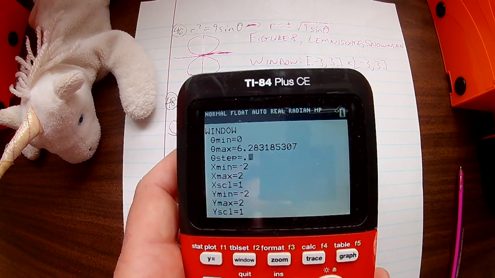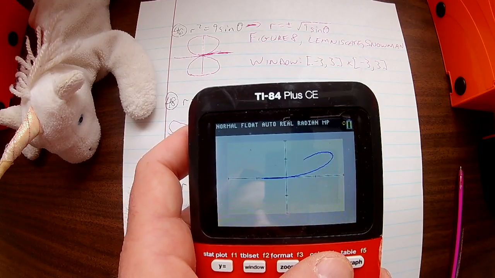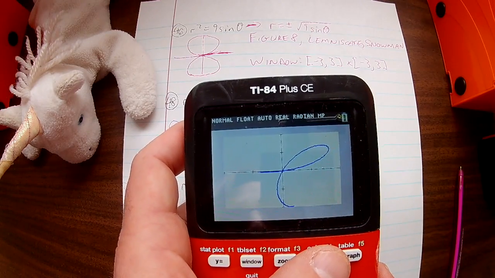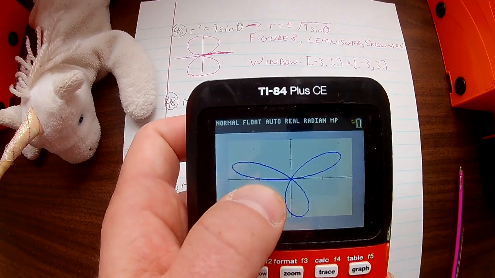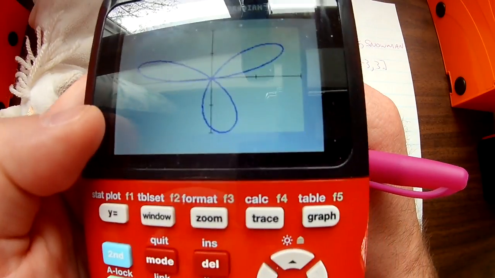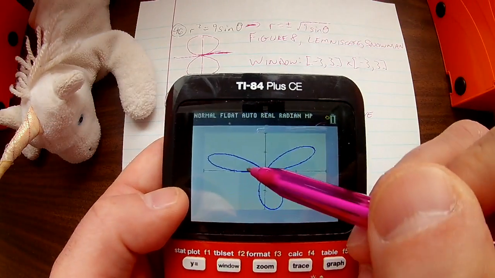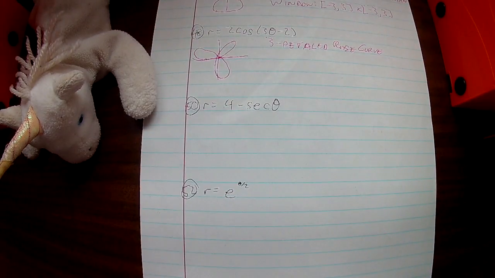We go down to our theta step. We can make it 0.01. Graph slowly, but it graphs smoothly. And actually, looking at that, we can even see that this petal over here dipped down underneath the x-axis a little bit. Okay, cool.